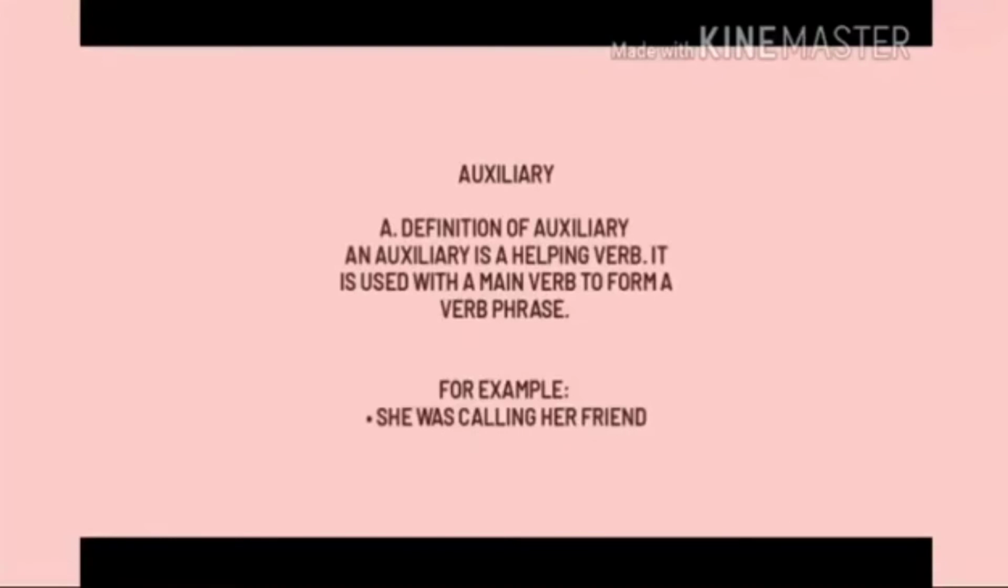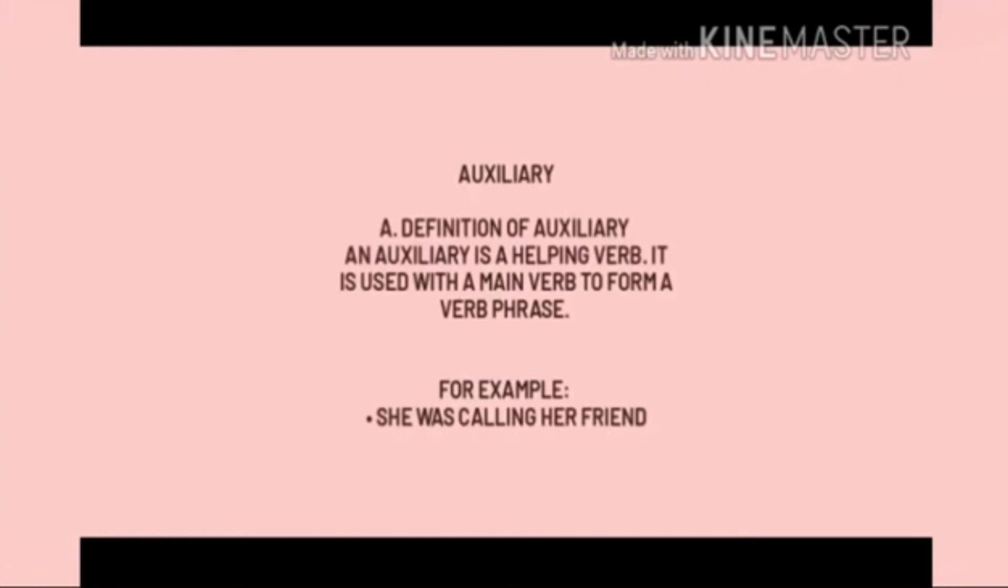I am Aulia. I will explain about auxiliary. Definition of auxiliary. An auxiliary is a helping verb. It is used with a main verb to form a verb phrase. For example, she was calling her friend. Here the word calling is the main verb and the was is an auxiliary verb.